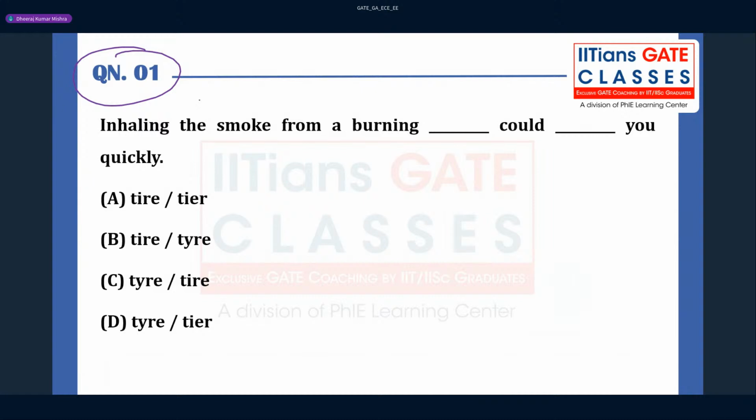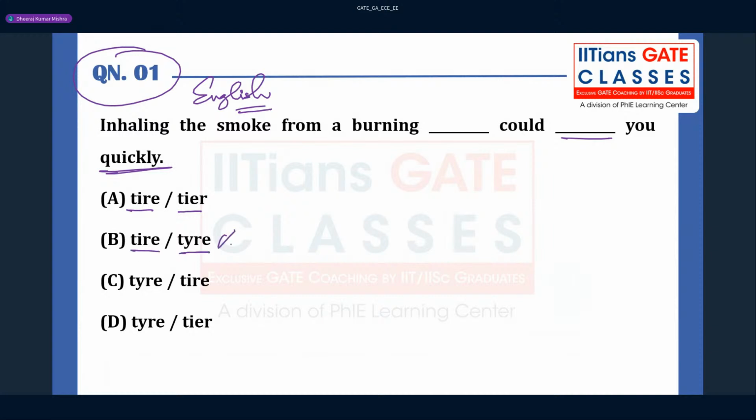This question is from English. Inhaling the smoke from the burning dash could dash you quickly. Can somebody tell me the answer? Inhaling smoke from the burning, what can you burn here? The words given have the same pronunciation: tire and tear. This is tire, and this is tear.